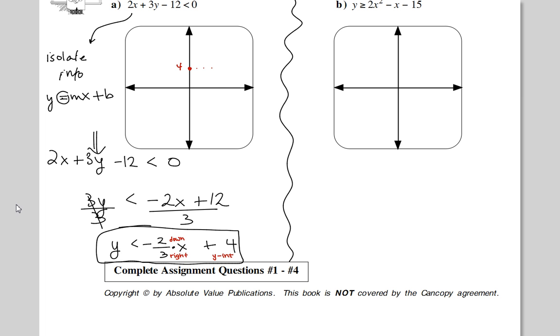3 right and 2 down. So what's this point? If we started at 0, 4, we went 3 to the right and 2 down. So 3, 2. Now do I use a dotted or a full line? Dotted. And do I shade above or below? Below.